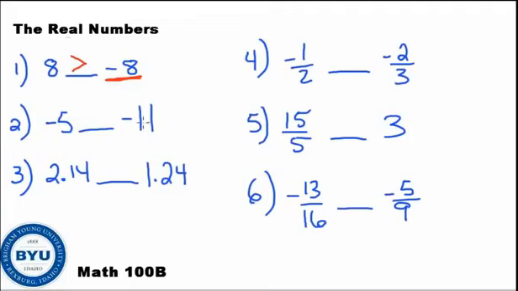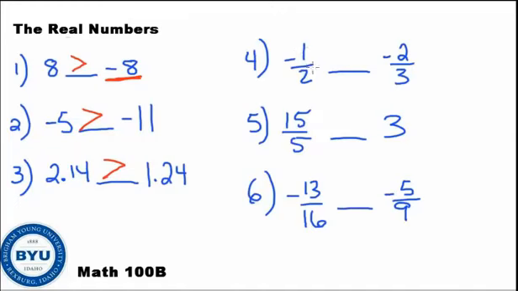Negative 5 and negative 11, which one's smaller? Well, sometimes I like to think of this as debt. If I had negative $5 or negative $11, which is smaller? Well, negative 11, that's bad. So negative 5 would be better than negative 11. Here, 2.14 is greater than 1.24.